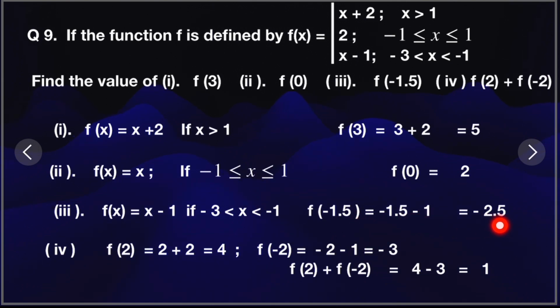Okay. The last one is f(2) plus f of minus 2. First find f(2). Where is 2? Greater than 1. So you have to take x plus 2. So put the value of x as 2, you will get 2 plus 2, 4. And f of minus 2, it comes in this, x minus 1. So minus 2 minus 1 is equal to minus 3. So this f(2) plus f(minus 2) is equal to 4 minus 3, that is equal to 1.